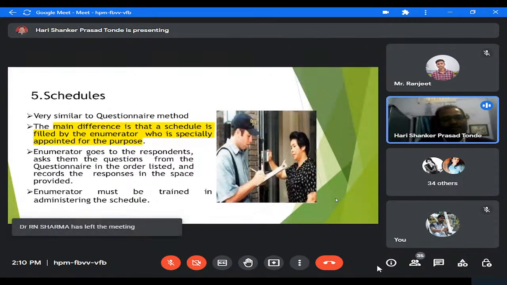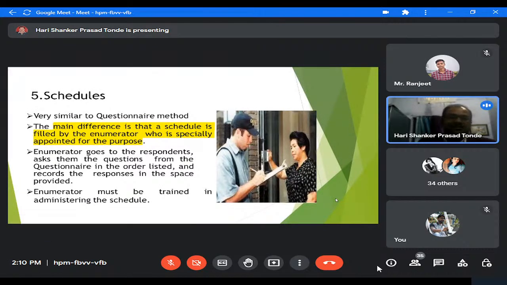In the picture itself, you have seen that a lady is standing and in front of her a person is asking some questions. So the person is the enumerator, who is directly involved in asking questions, and the responses that come will be recorded by the particular enumerator. The enumerator goes to the respondent, asks them the questions from the questionnaire in the order listed, and records the responses in the spaces provided. The enumerator must be trained in administering the schedule.